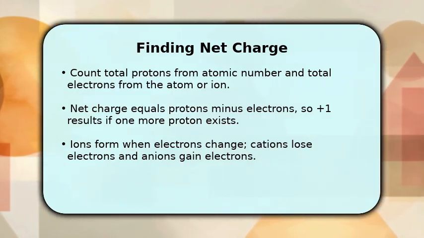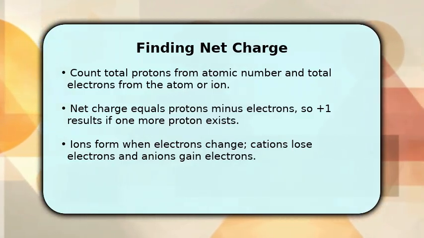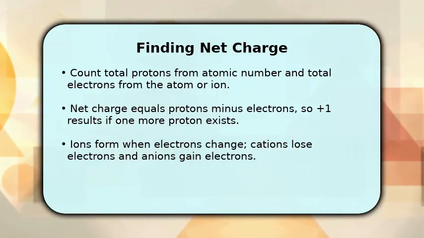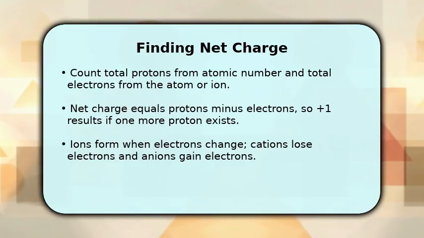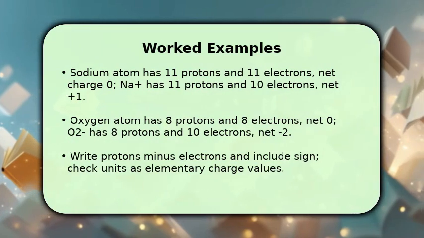For example, if one electron is lost, net charge becomes +1 because there is one more proton. Keep track of gains or losses precisely to avoid sign errors. Practice with specific atoms to solidify the method and avoid confusion.